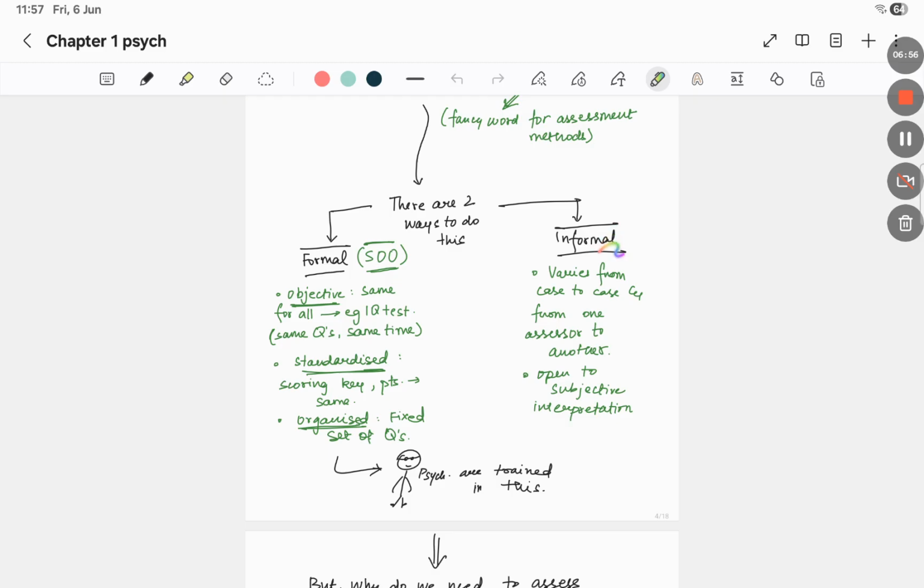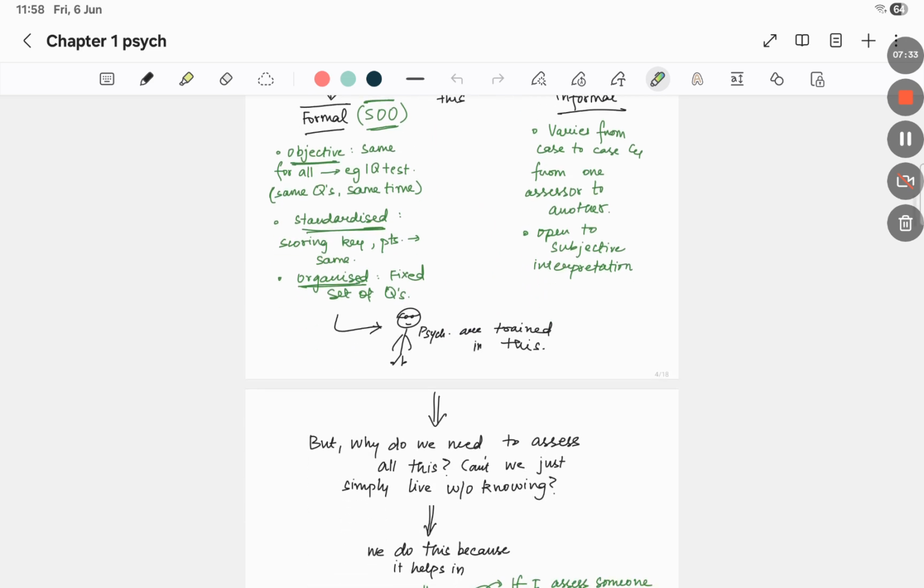Contrary to this, we have the informal method of comparison, which varies from case to case and from one assessor to another. Researcher A might give some questions, researcher B might give some other questions, right? And they are open to subjective interpretation. If somebody wrote some long answer, let's say it's an open-ended question, researcher A might interpret it in some way, researcher B might interpret it in some other way. So it's open to subjective interpretation. That is what we mean by informal method.